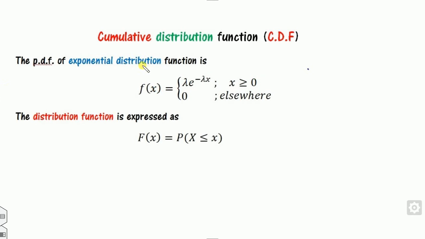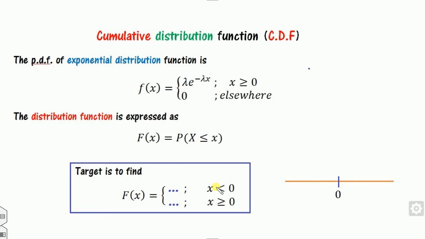Now how do you find the CDF of this exponential distribution? So this is my PDF of the exponential distribution, and you know that the CDF definition is F(x) is nothing but this. So what is the domain? Your domain is 0 to here. So how do you find that? Your target is to find this.